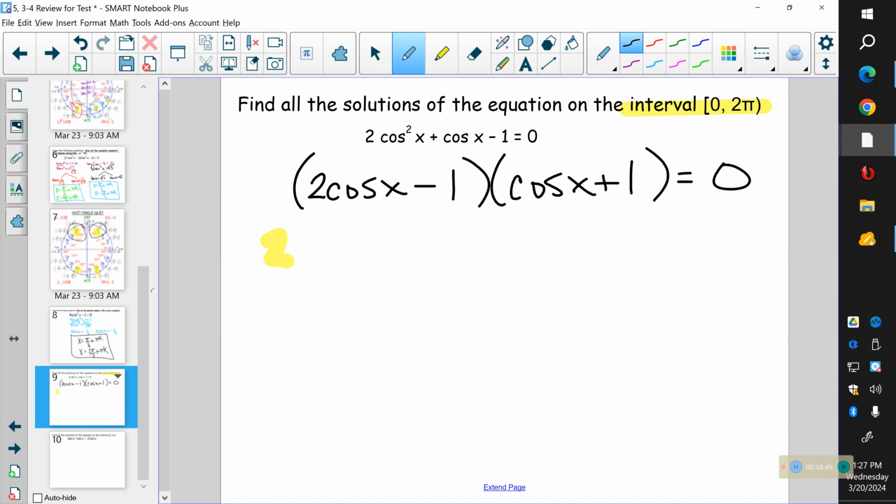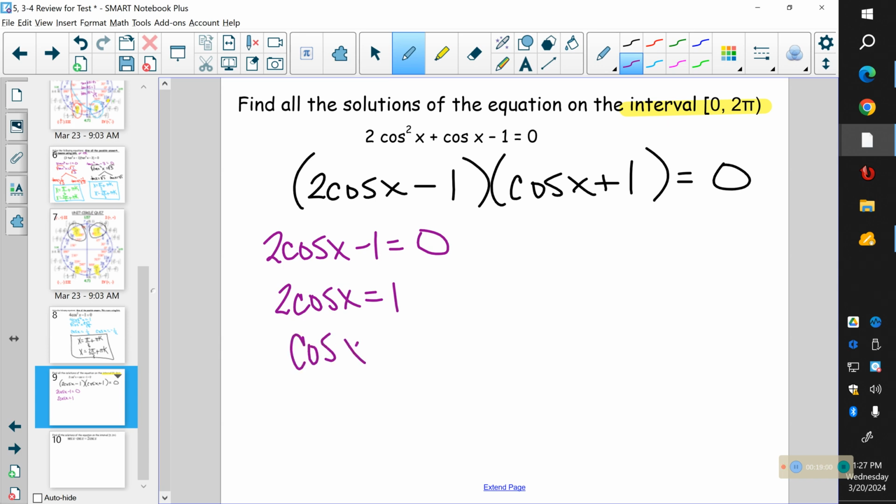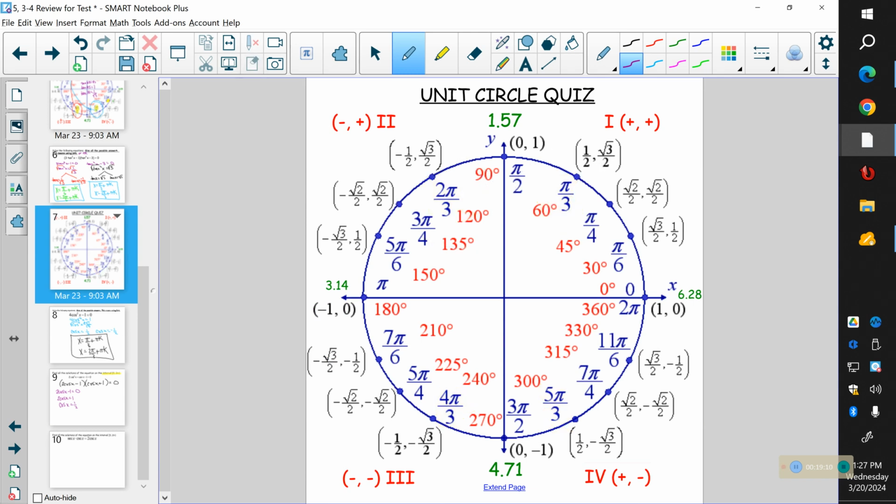So now I have 2 cosine of x minus 1 is equal to 0. So 2 cosine of x is equal to 1. So cosine of x is equal to 1/2. So my directions say from 0 to 2 pi. So all right, what angles have a cosine of 1/2?